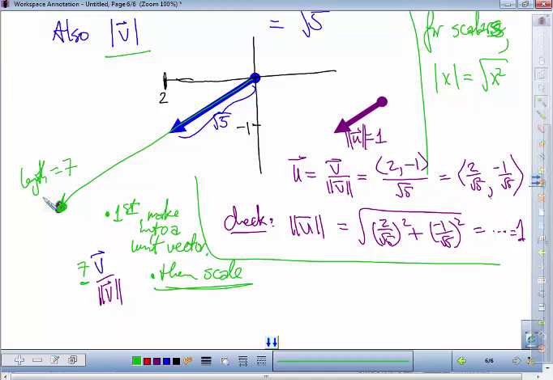Pretty cool, huh? Not boring? What do you mean? Math is great. Well, half of you guys are taking physics and you know all about vectors already, so.